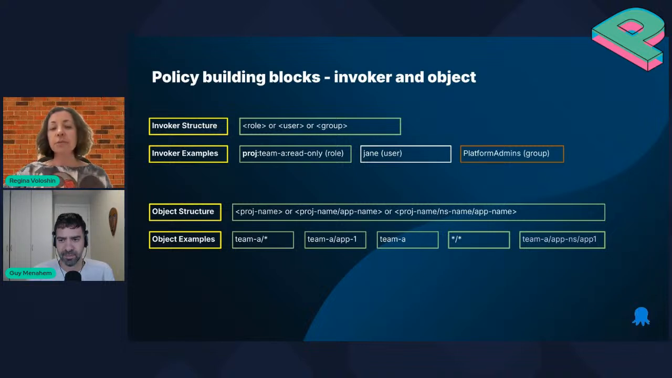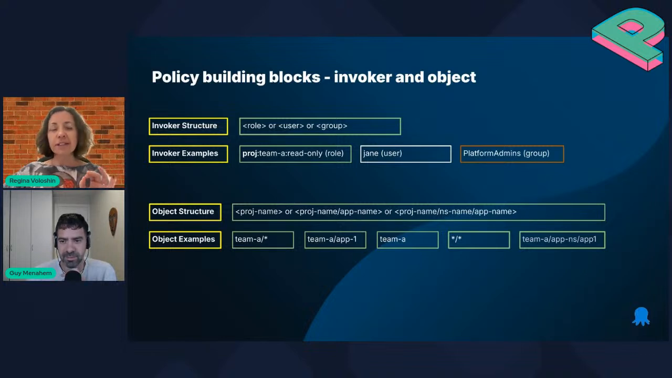And let's observe some of the object examples. Wildcard means all or everything. So this is an example of all applications under Team A project. This is app1 under Team A project. This is the Team A project itself. And this means all the applications under all the projects.